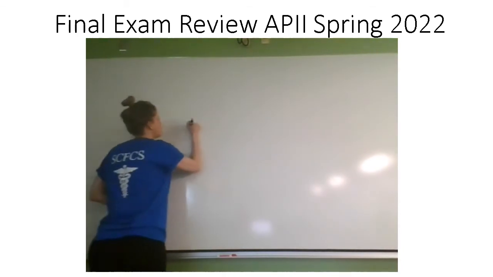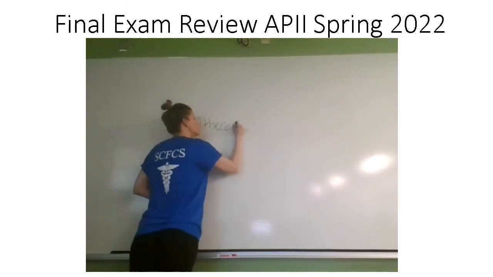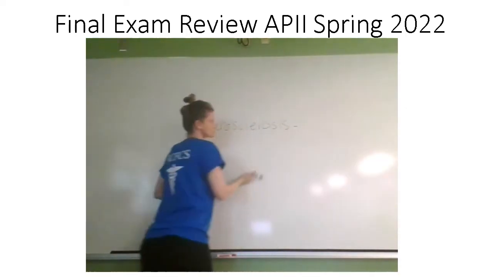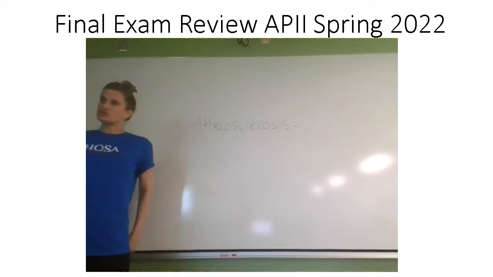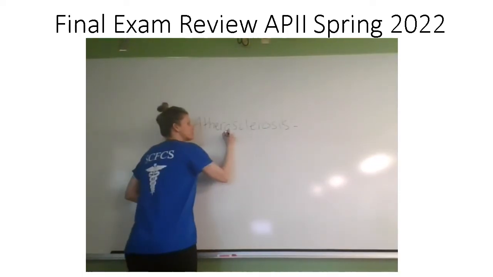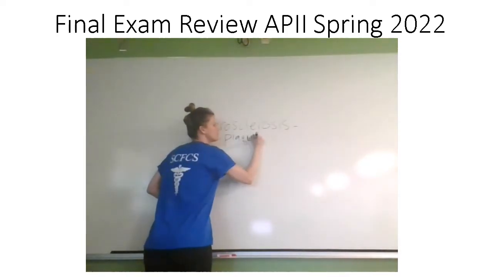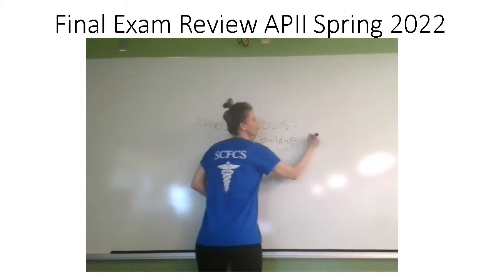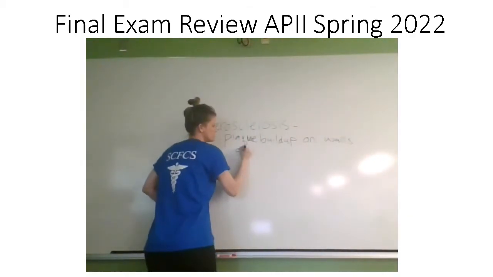Another thing is atherosclerosis. Atherosclerosis happens when somebody has really high cholesterol. Atherosclerosis is a disease with plaque buildup on the walls of blood vessels.